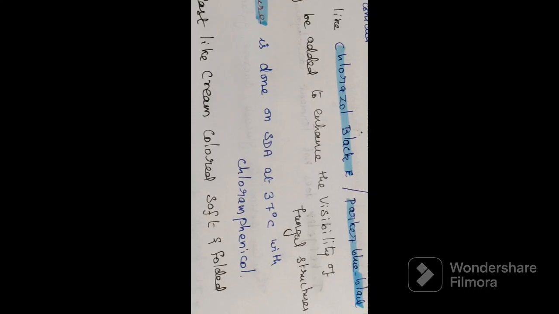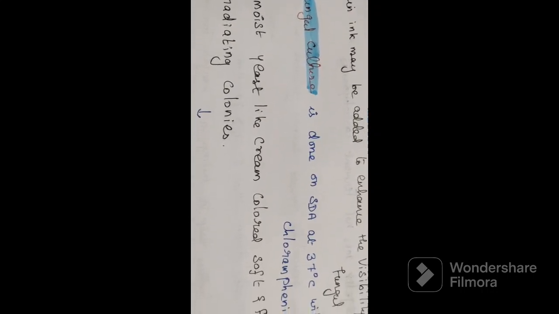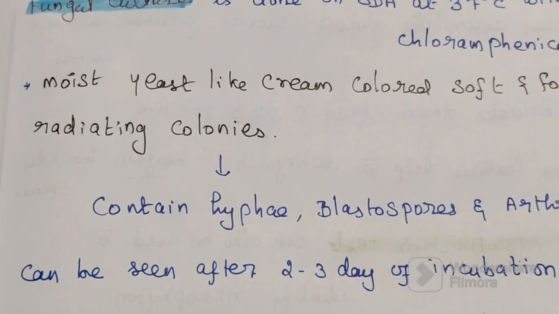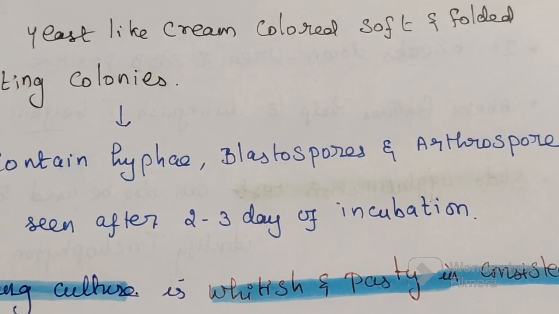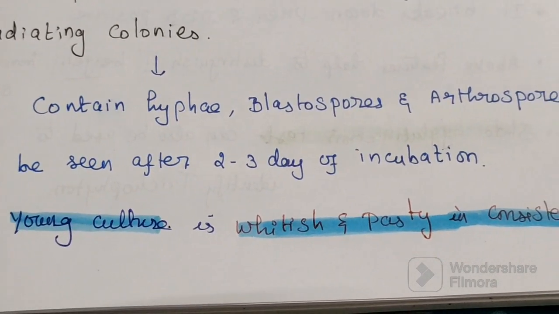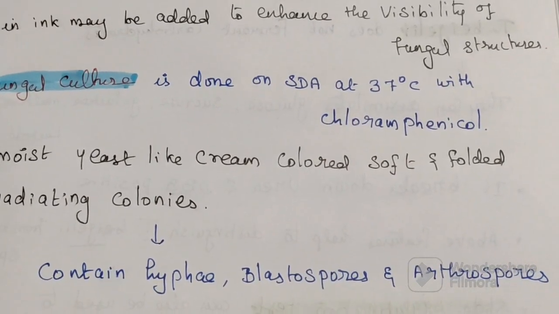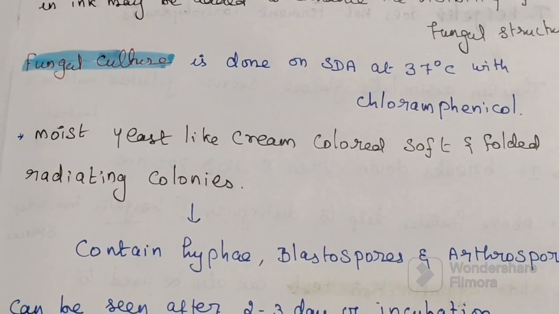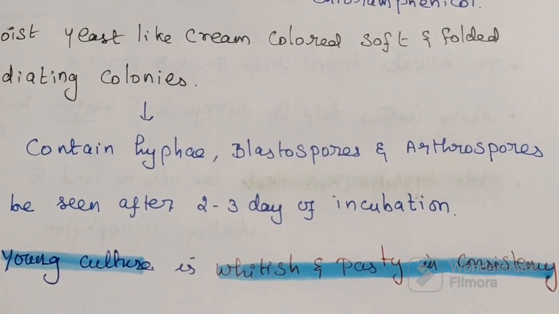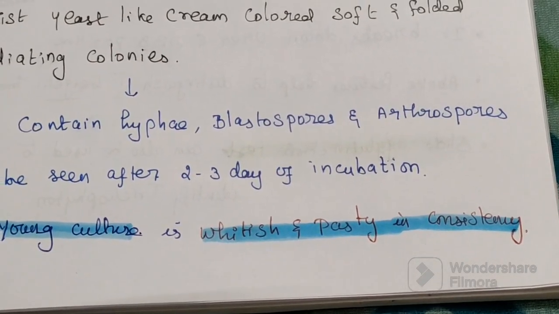Then fungal culture is done on Sabouraud dextrose agar medium at 37 degrees Celsius with chloramphenicol. Moist, yeast-like, creamy colored, soft or folded radiating colonies are formed. These colonies contain hyphae, blastospores and arthrospores, seen after 2 to 3 days of incubation. Young culture is whitish and pasty in consistency.